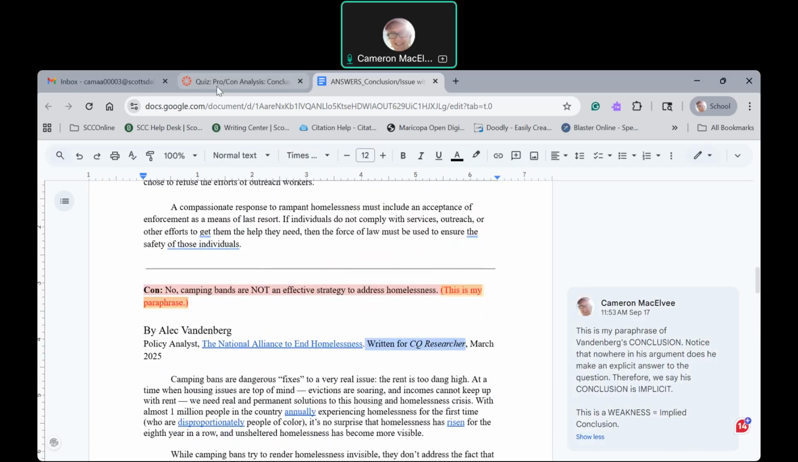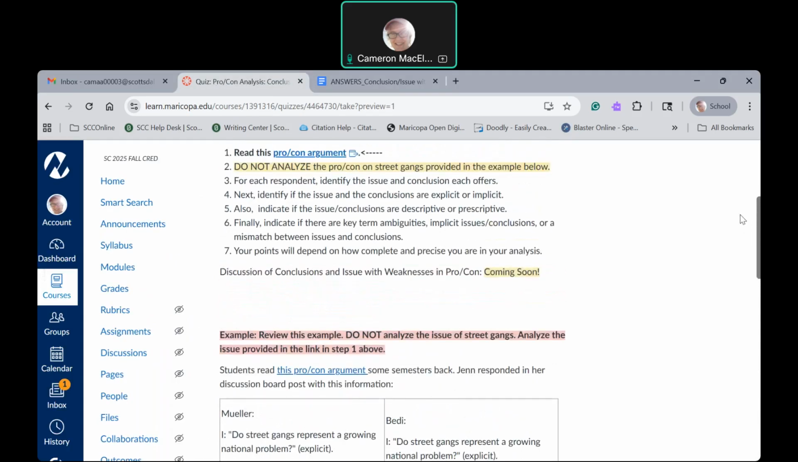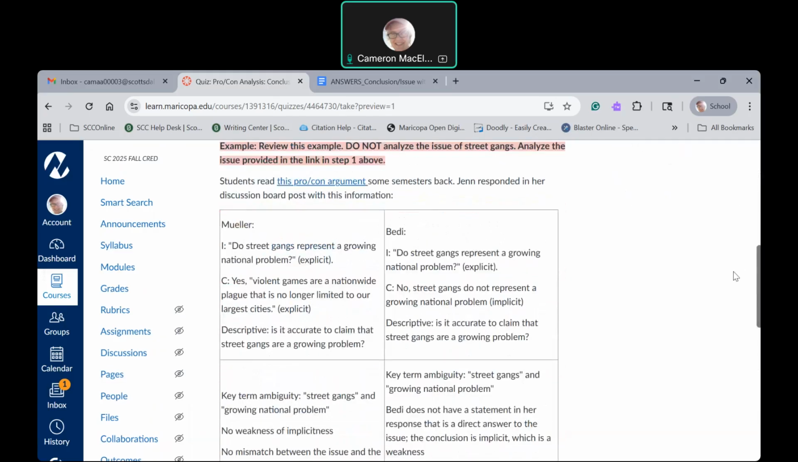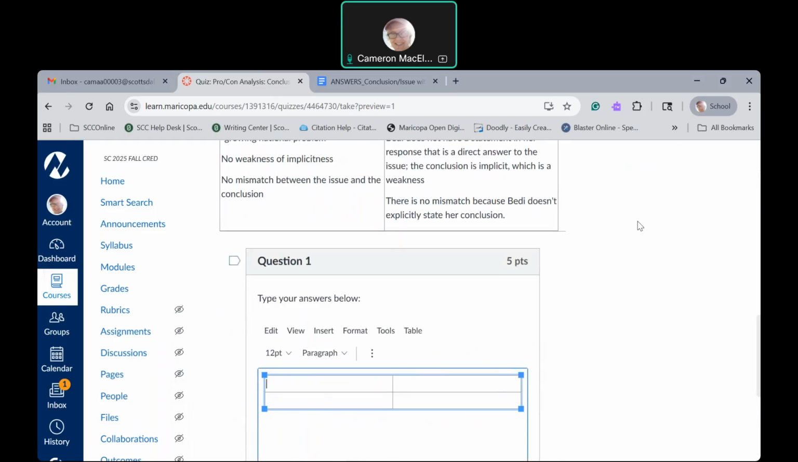So that is your pro-con analysis for the conclusion, the issues and conclusion, and the potential weaknesses. We only have one more of these to do, and then we'll be wrapped up with the analysis for the semester.